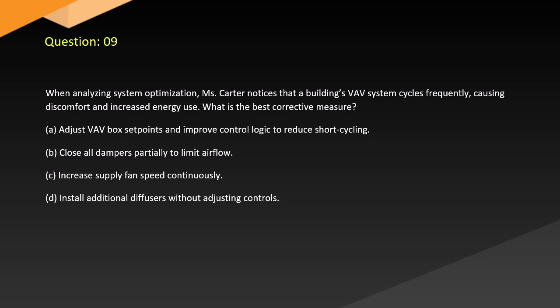A. Adjust valve box set points and improve control logic to reduce short cycling. B. Close all dampers partially to limit airflow. C. Increase supply fan speed continuously. D. Install additional diffusers without adjusting controls.